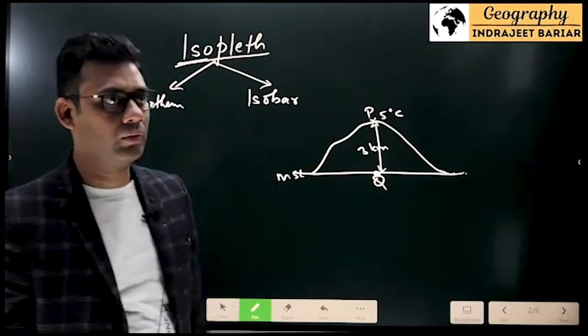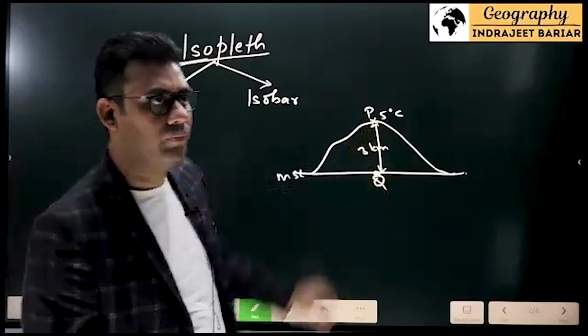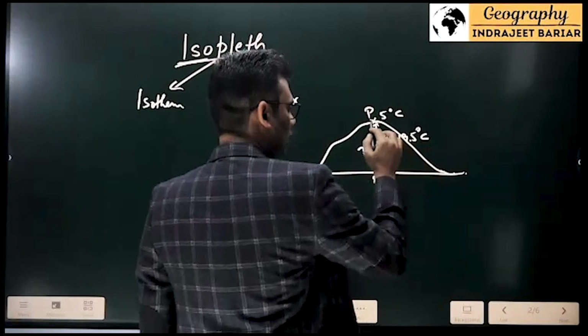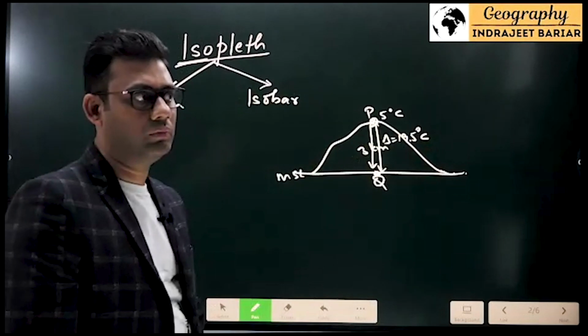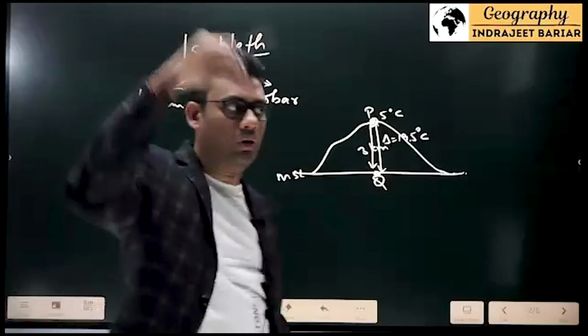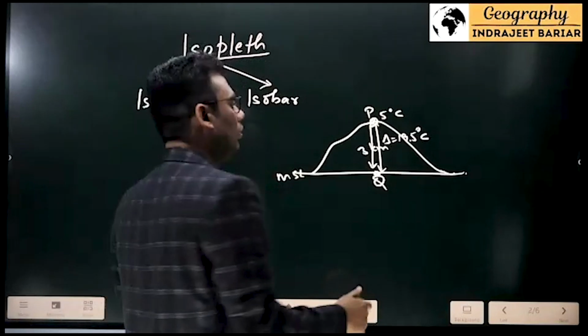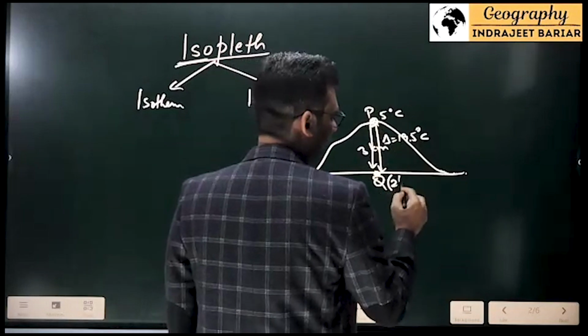Anyone else? Anusha? 19.5. Manoj is saying 19.5, and perfectly correct, 6.5 for every kilometer. This is 3 kilometers, so the difference delta should be 19.5 degrees Celsius. If I bring this P to Q, I should add or subtract this value. P to Q adds. Coming down, adding, because you go up, temperature decreases; you come down, temperature increases. So the value of temperature at this place should become 24.5 degrees Celsius.